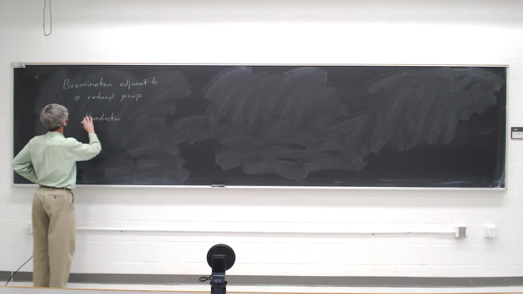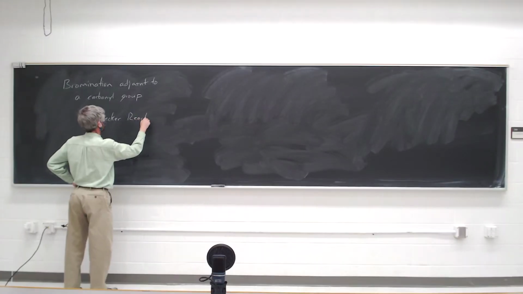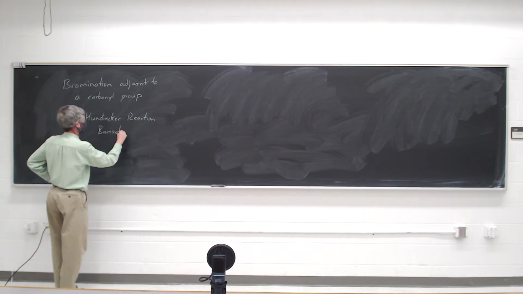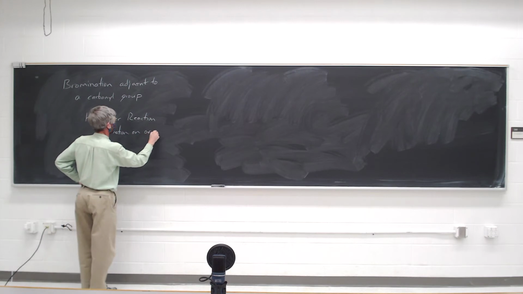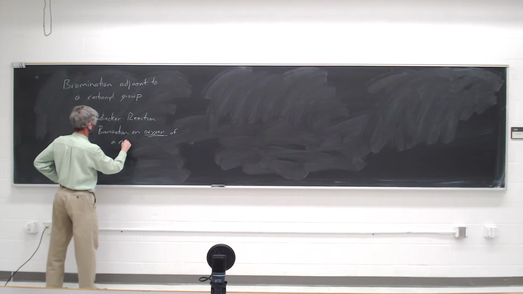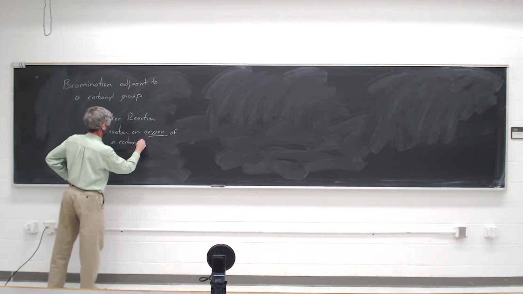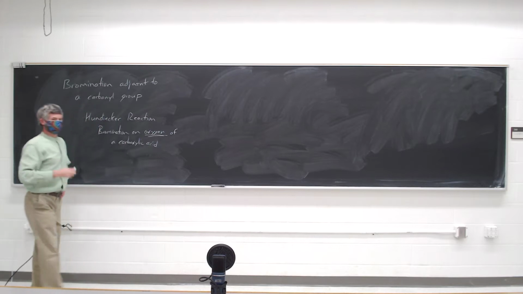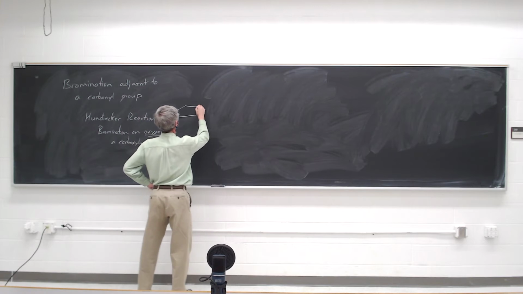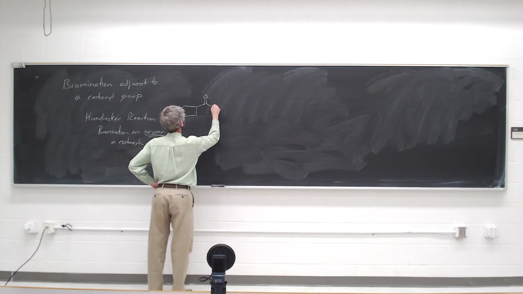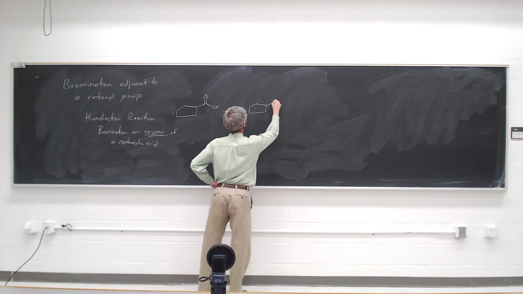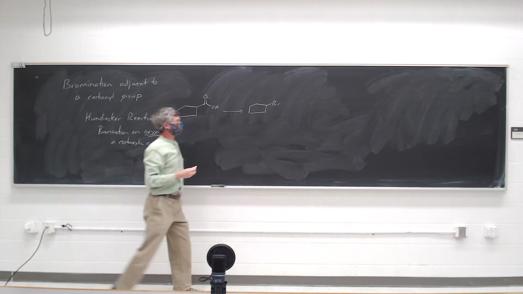So I'll talk about the Hunsdiecker reaction first. And that is bromination on oxygen. Carboxylic acid. So the net reaction for the Hunsdiecker reaction is to take a carboxylic acid and convert it to an alkyl bromide that has 1 fewer carbon. And CO2 is another product.